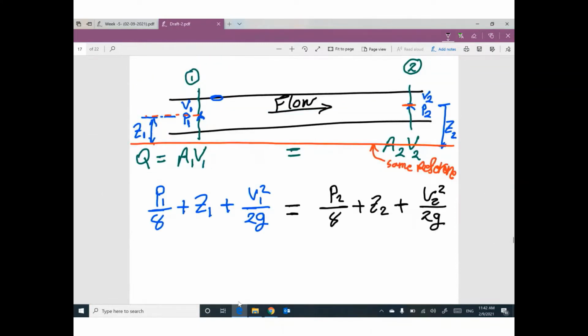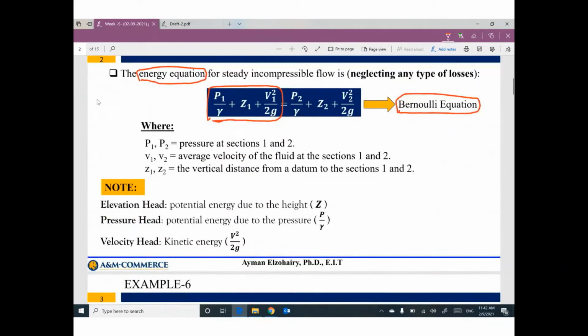So we are talking about different parameters in this equation called the energy equation. P1 and P2 are pressures at section 1 and section 2. V1 and V2 are velocities at section 1 and section 2. Z1 and Z2 are vertical distances from a reference, from a datum, at section 1 and section 2. To set up a relationship between these parameters at these two sections, I can use this energy equation.